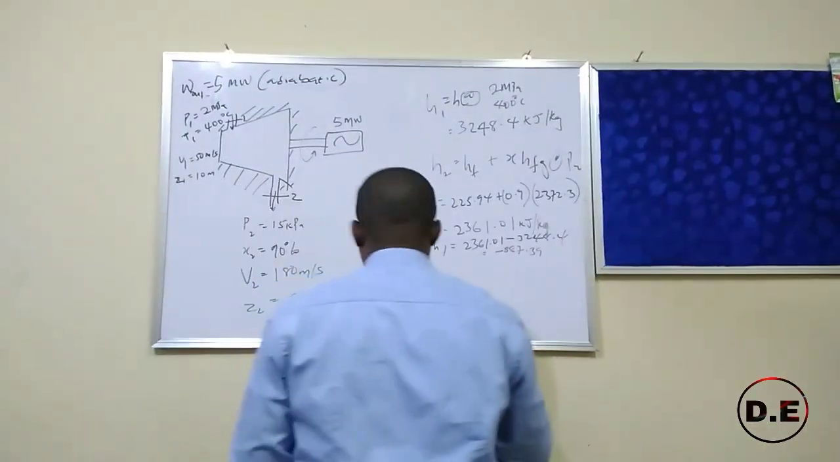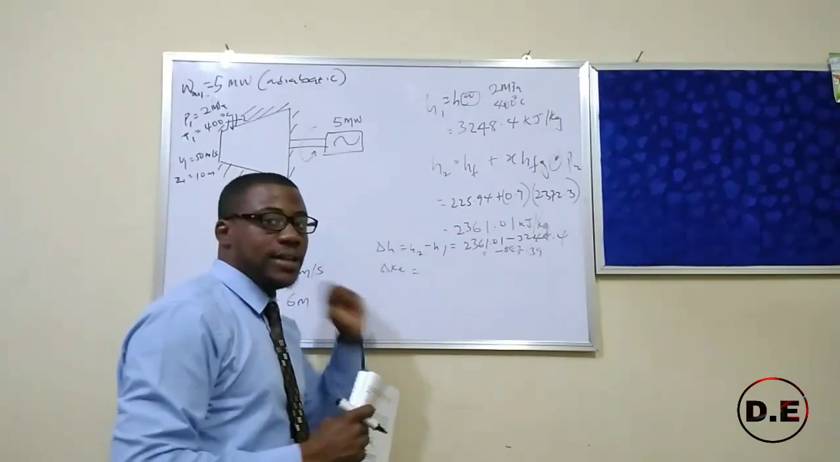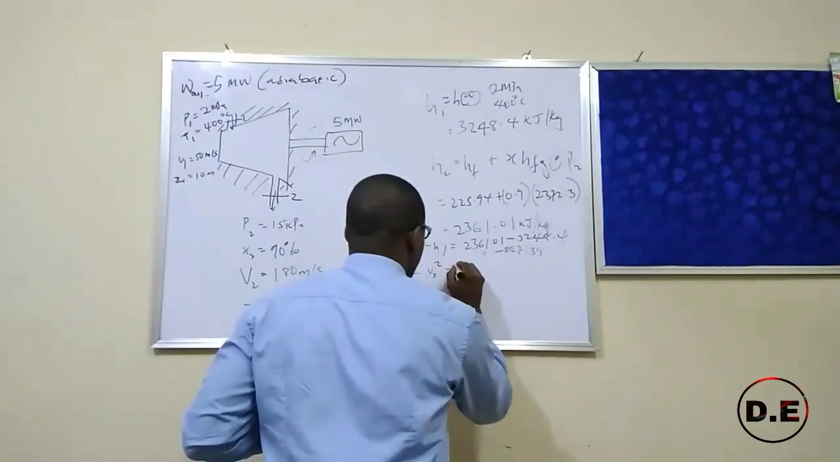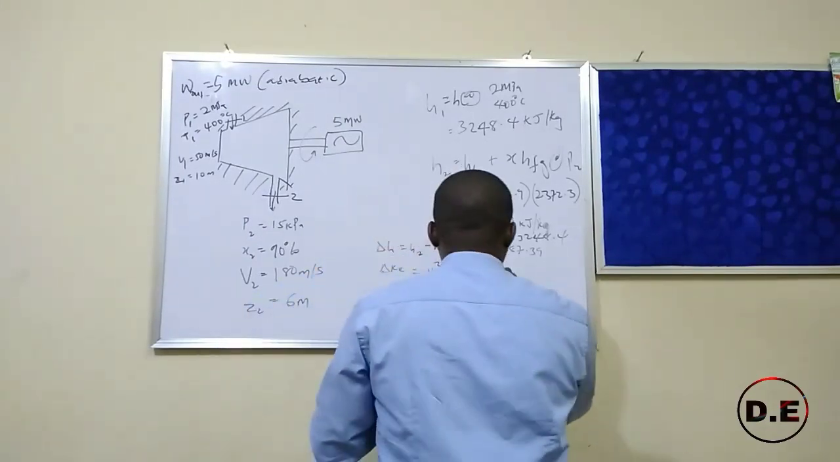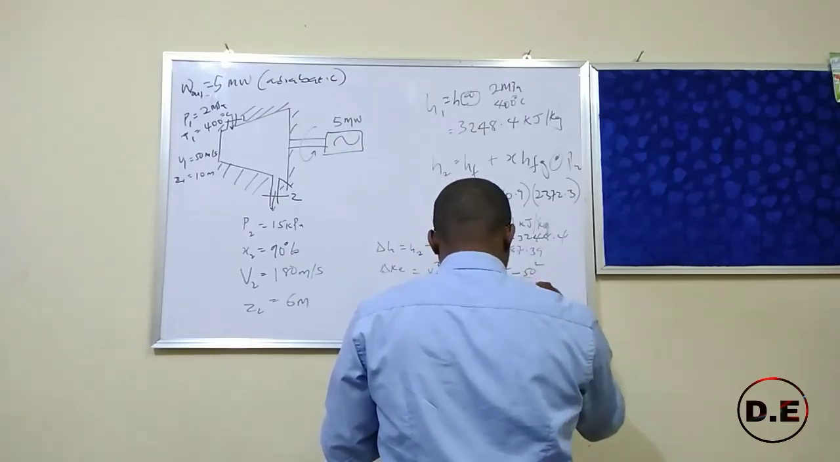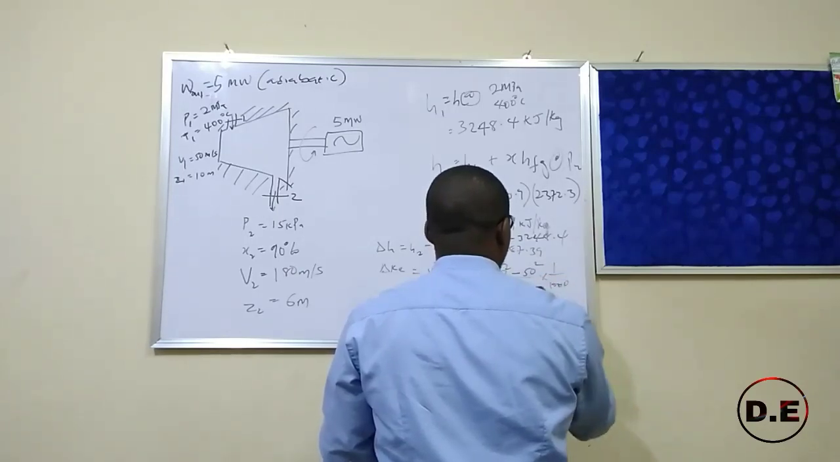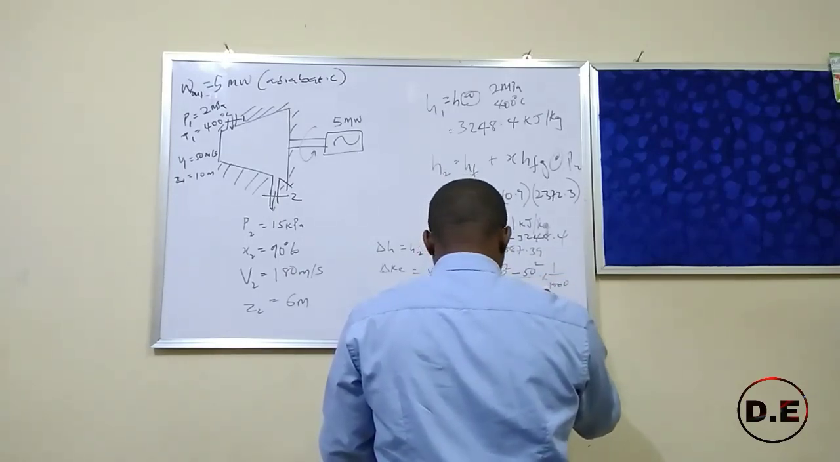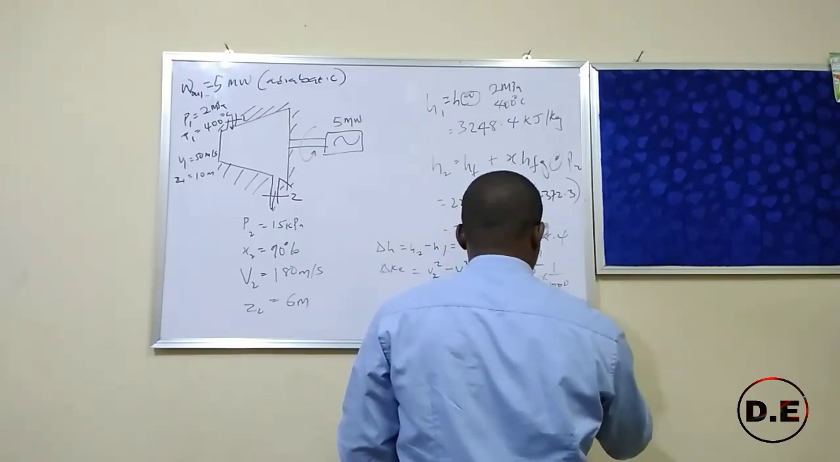So back to our calculation. In this case, since I've used 2 minus 1, I'll also use V2 squared minus V1 squared over 2, and that's going to give me 180 squared minus 50 squared over 2, and of course to convert to kilojoules, divide by 1000, and that's going to give me 14.95 kilojoules.